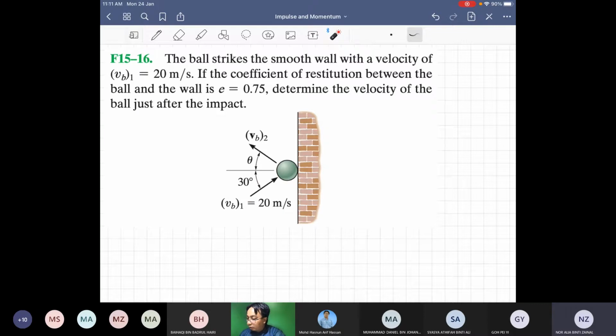Okay. The coefficient of restitution. So given dalam soalan is that E equals to 0.75. Determine the velocity of the ball just after impact. So what we want to determine is what is VB2, this velocity VB2.